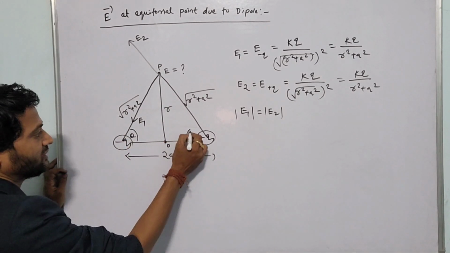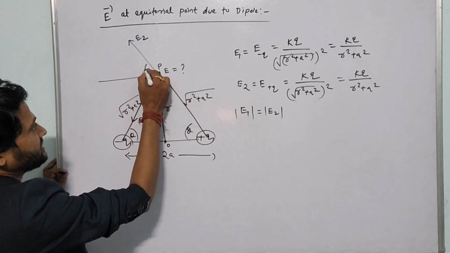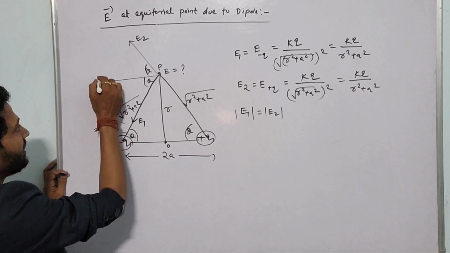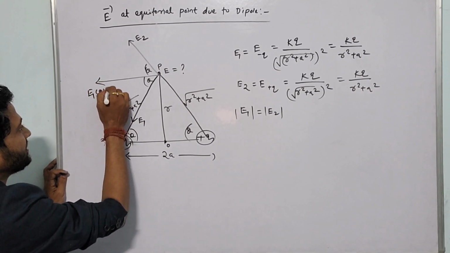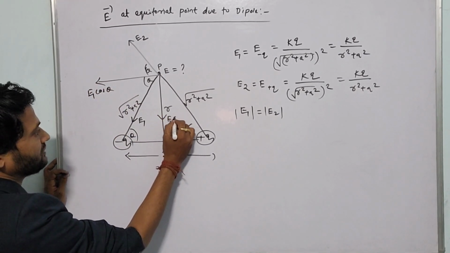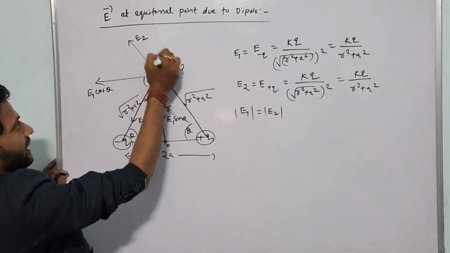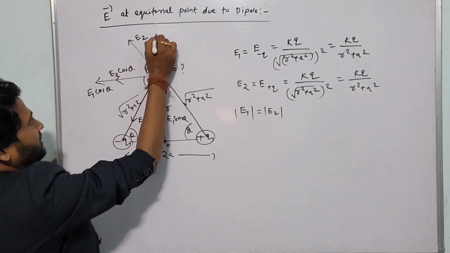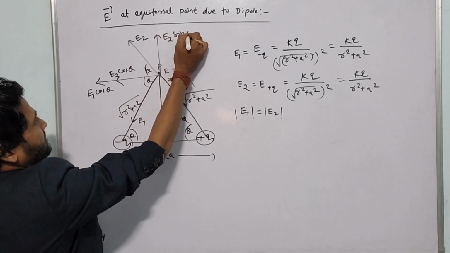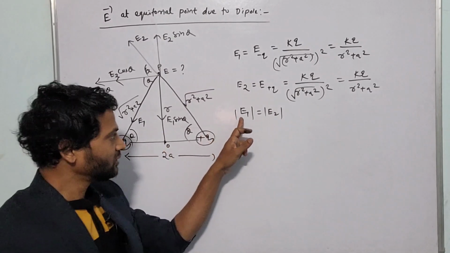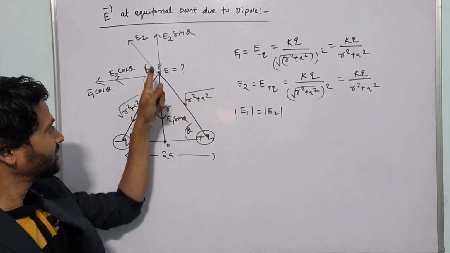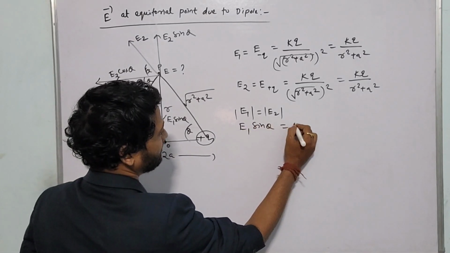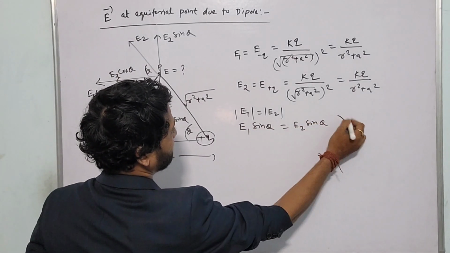Let this angle be theta and this angle also be theta. Since it is E1, the horizontal component will be E1 cos theta and vertical component E1 sin theta. And here it is E2, so horizontal component will be E2 cos theta and vertical component will be E2 sin theta. As I have told, the mod of E1 and E2 will be same. So E1 sin theta will be cancelled by E2 sin theta.